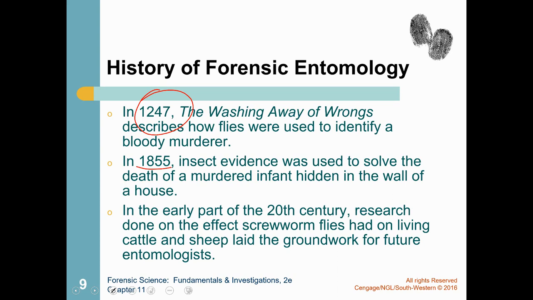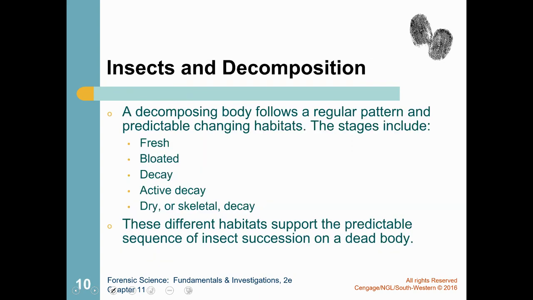In the early part of the 20th century, research done on the effect the screwworm flies had on living cattle and sheep laid the groundwork for future entomologists. So entomology is a very large part of forensic science. A decomposing body follows a regular pattern in predictable changing habitats. So we have the fresh, bloated, decay, active decay, and then dry.